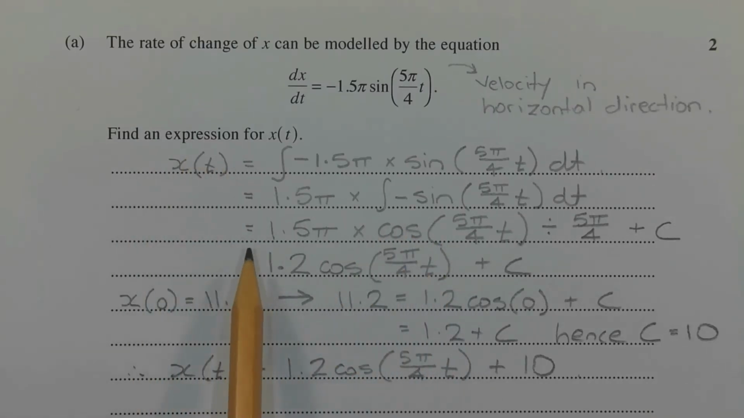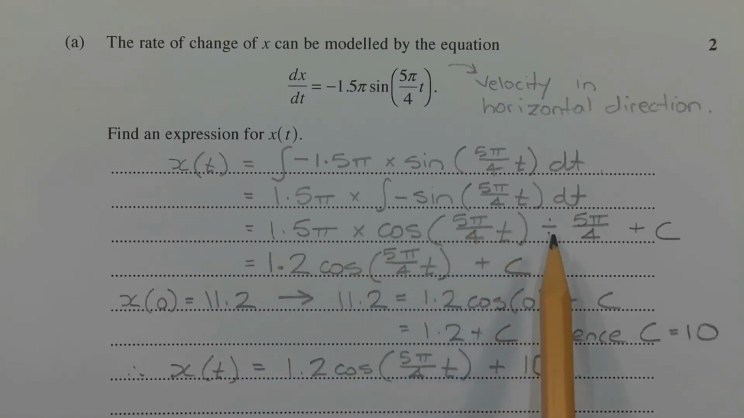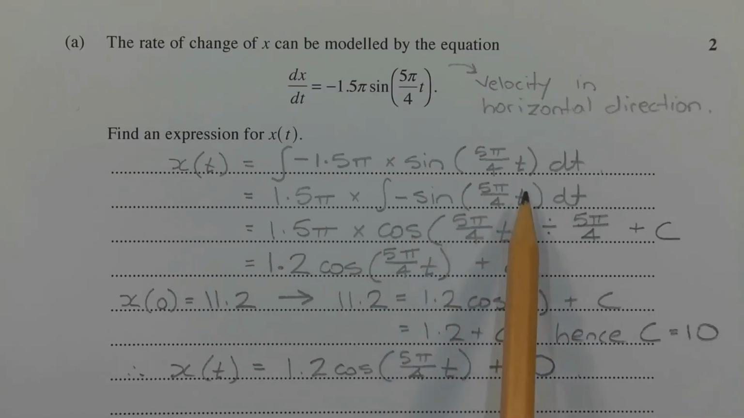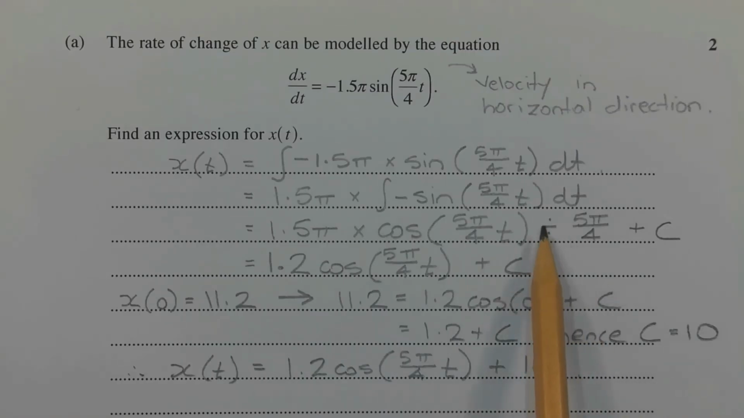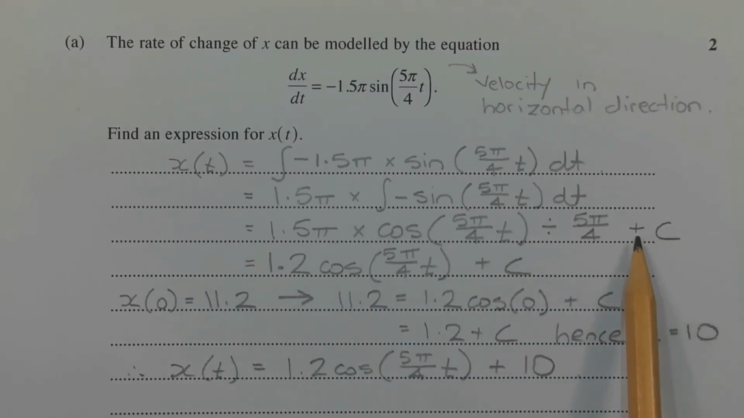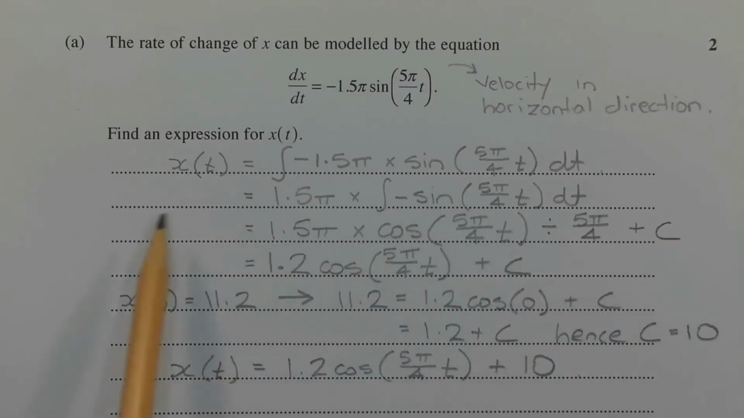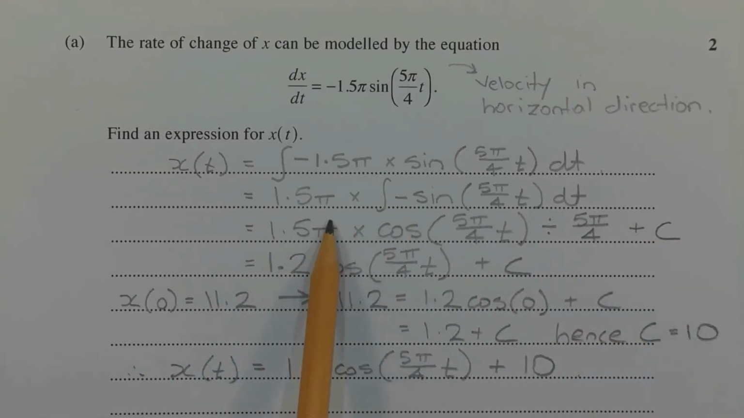So x of t is equal to 1.5 pi times cos of 5 pi over 4t divided by the derivative of what's inside the brackets. So the derivative of 5 pi over 4 with respect to t, that's why we divide by 5 pi over 4. And then we add the constant of integration c, which we'll need to find later on. So simplifying all of this, the pi here will cancel with the pi here, and we have 1.5 divided by 5 over 4 as well. So we get x of t is equal to 1.2 cos of 5 pi over 4 times t plus the constant of integration c.